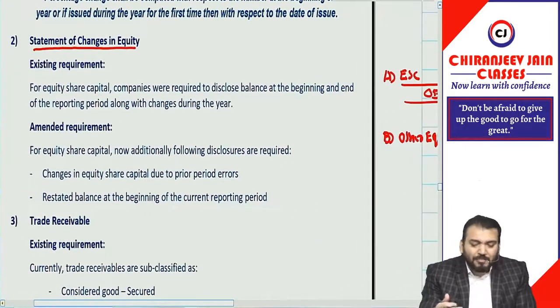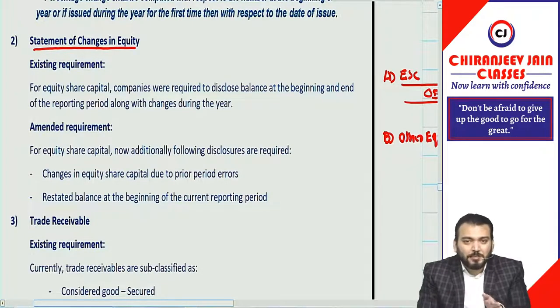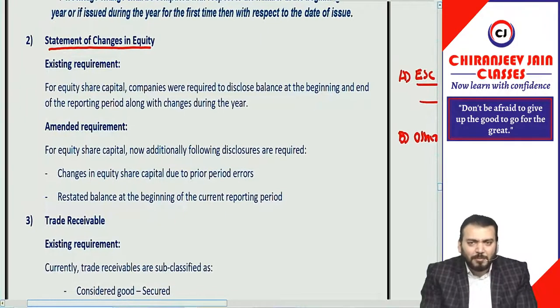But as per the requirement of Ind AS, any changes due to restatement of the item in the financial statement due to correction of error need to be also stated as per Ind AS 8. Because of that reason some amendments are required.